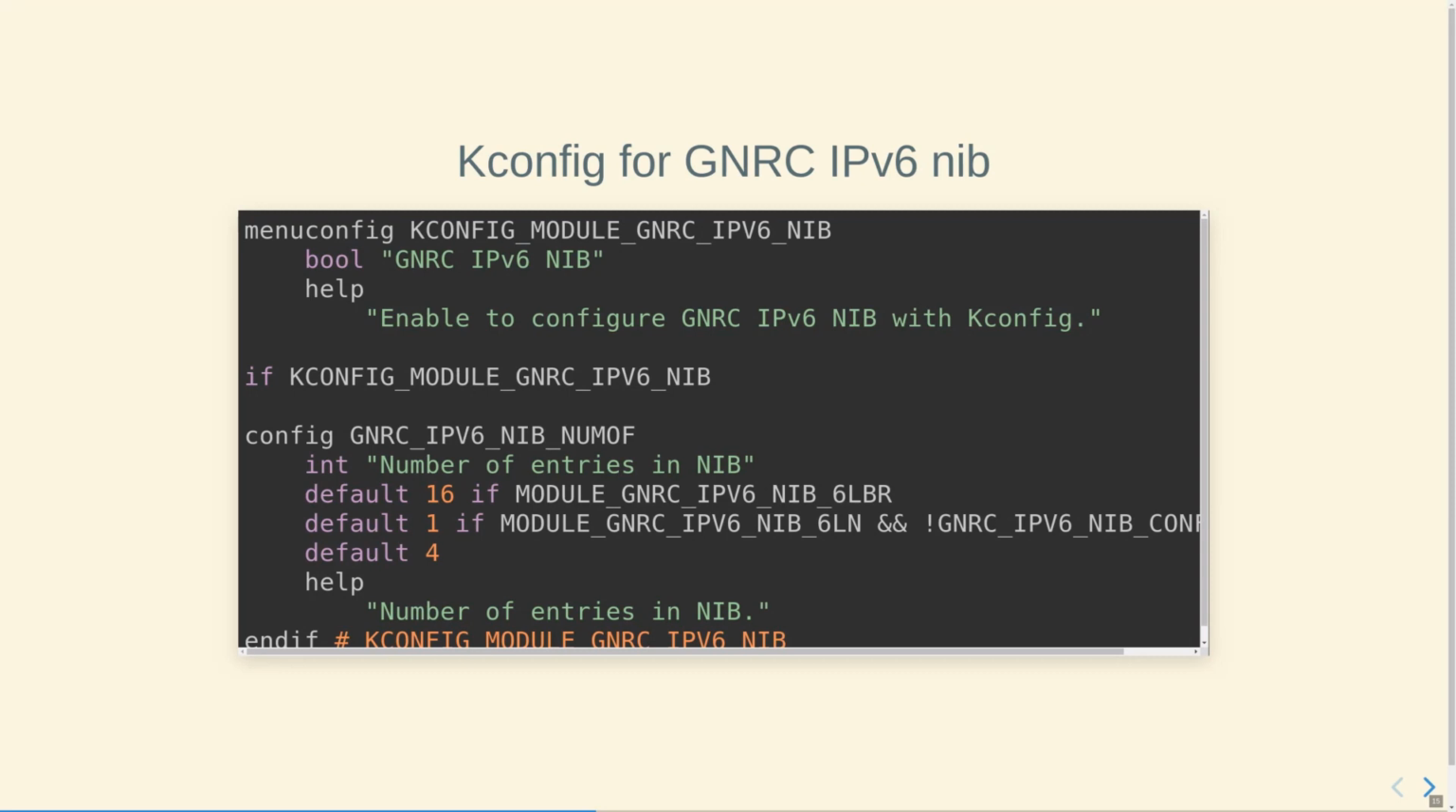In this other example, we can see how the nib module of GNC can be configured. Here, the number of entries in nib is being exposed as a configuration option, which has different default values depending on which modules are being included in the build and which other symbols are being selected.